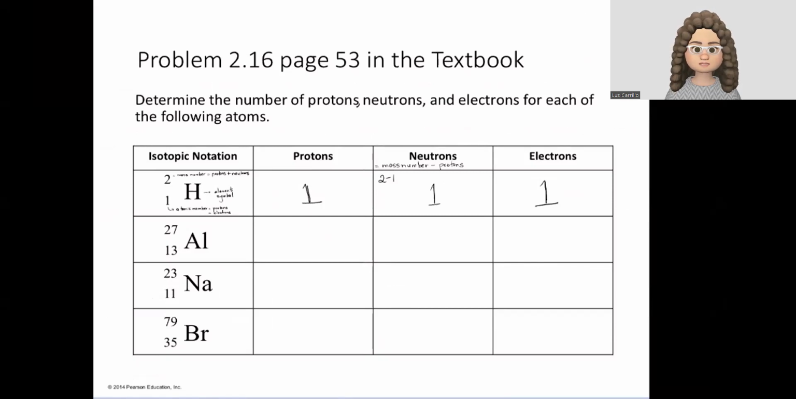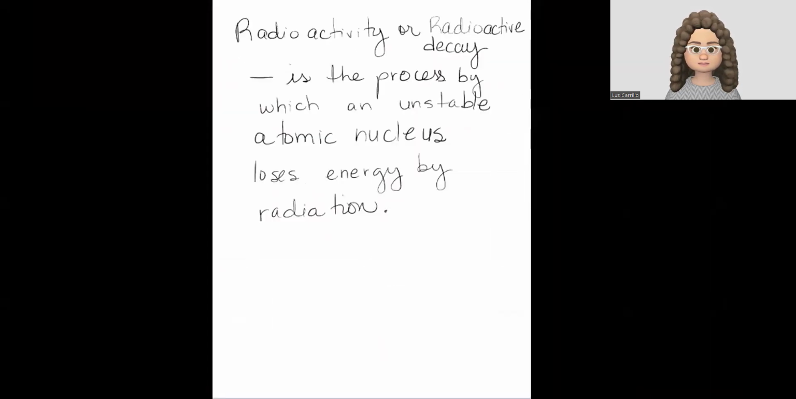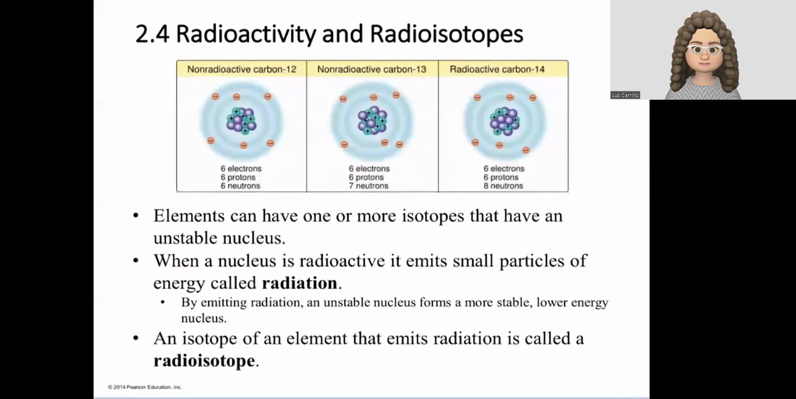Now let's proceed to talk about radioactivity. Radioactivity is also known as radioactive decay, and it is the process by which an unstable atomic nucleus loses energy in the form of radiation. If a particular isotope of an element is able to emit radiation, understand that that is what is known as a radioisotope. And you can see the definition in the third bullet point.